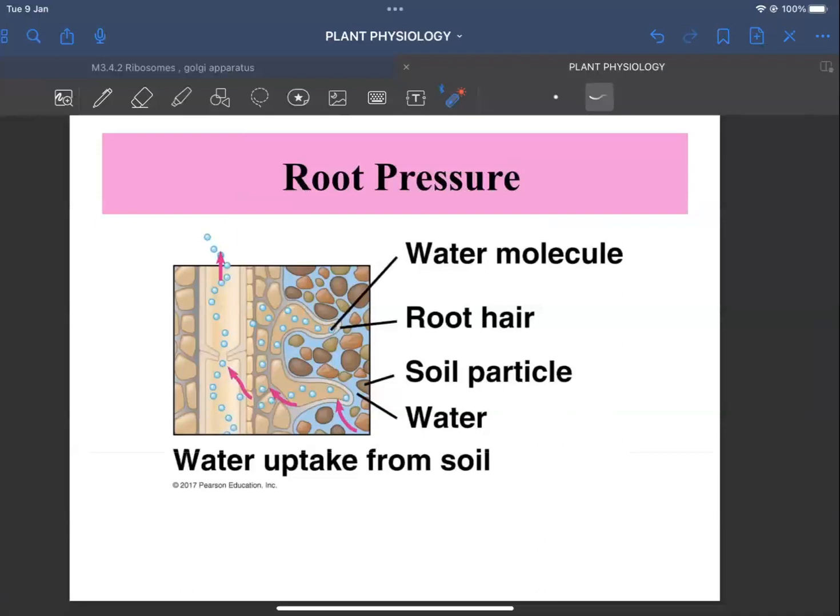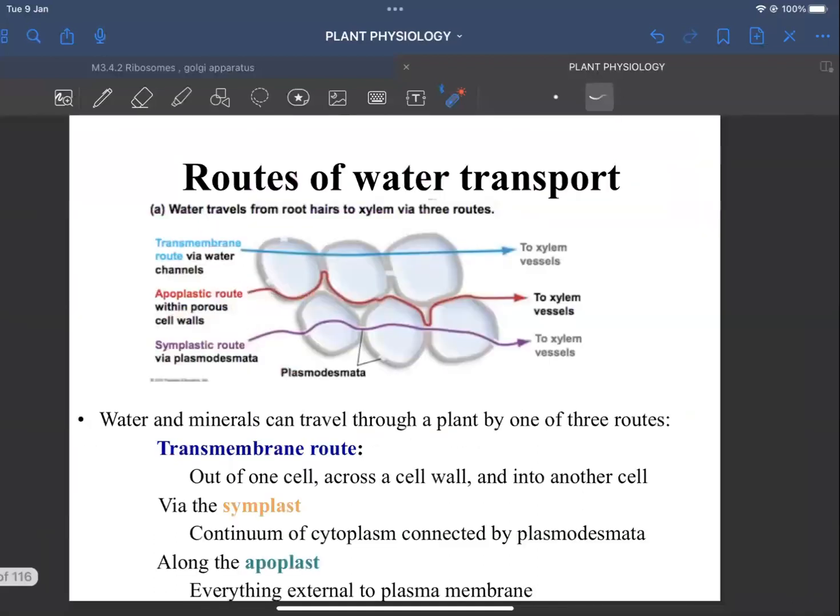Due to the root pressure, the water molecules will be absorbed through the root hair cells, and then will be further diffused into the xylem through the osmosis process and be pulled outwards. Okay, let's see the routes of water transport.